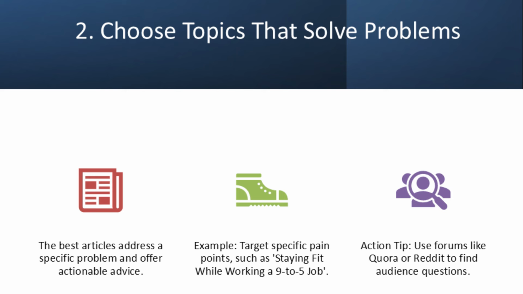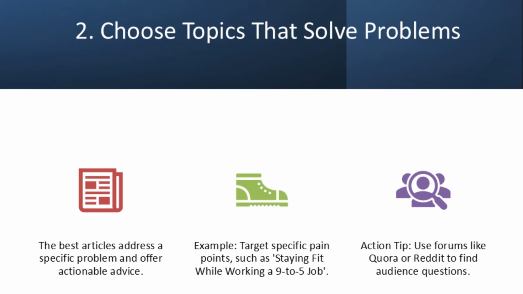Second strategy is choose topics that solve problems. Your audience does not just want to be entertained, they want solutions. The best articles address a specific problem and offer actionable advice that readers can use right away. When you solve your audience's problems, you instantly become a valuable resource.